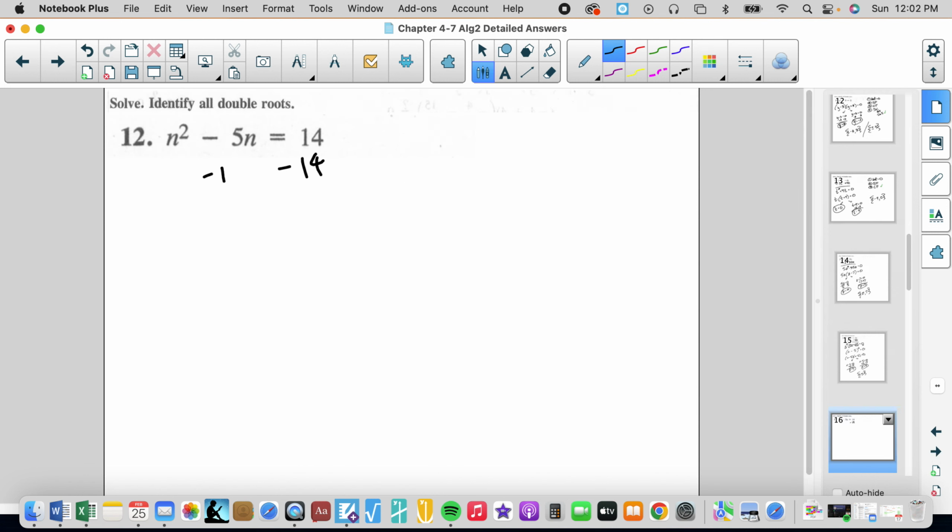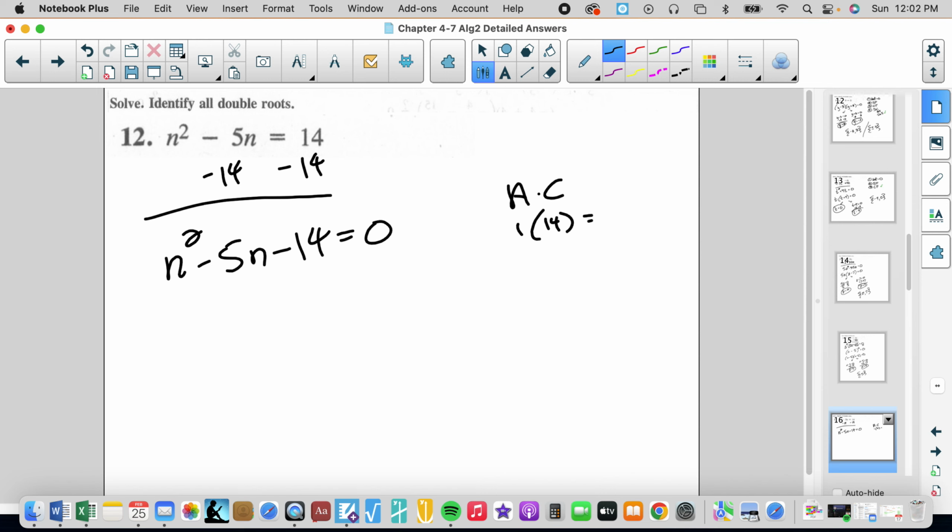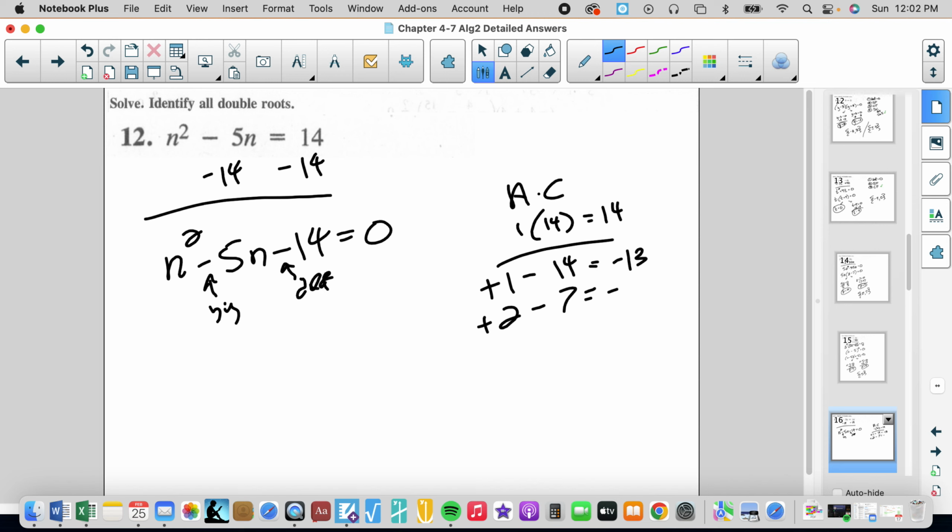Subtract 14, subtract 14. n squared minus 5n minus 14 equals 0. It's in standard form, set equal to 0. There's no common factor. It's not a special case. So we'll do a times c, 1 times 14, 1 and 14, 2 and 7. Signs are different, and the bigger is negative, so negative, positive. Negative 7, positive 2. My middle is equal to negative 5.